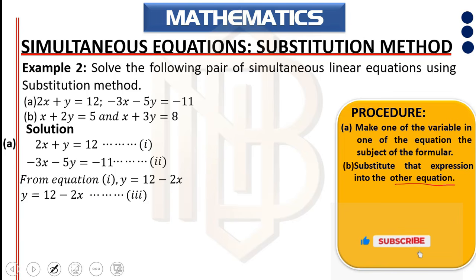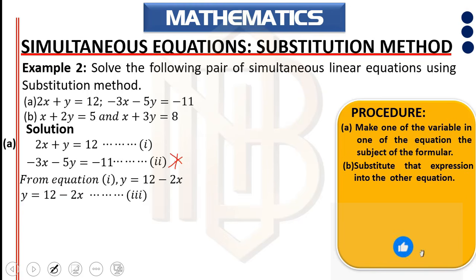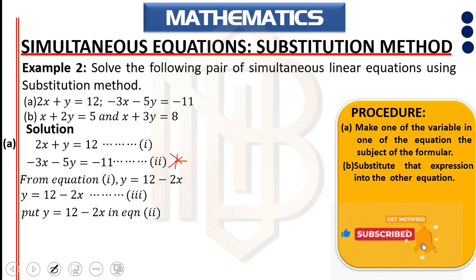If you look at it very well, this equation here was formed from this one, so the one that we have not touched at all is this equation. So you substitute the expression into that equation. That's why we say we put y into equation 2, or we replace y in equation 2. In some cases, we say we substitute y = 12 - 2x into equation 2.